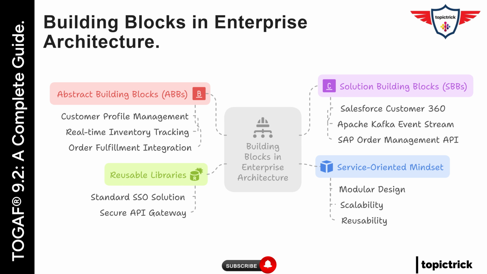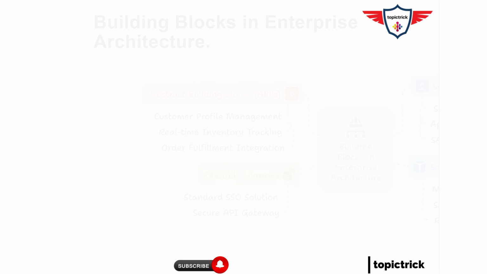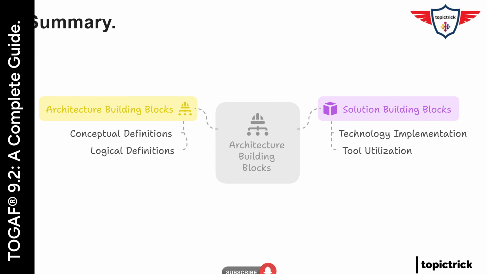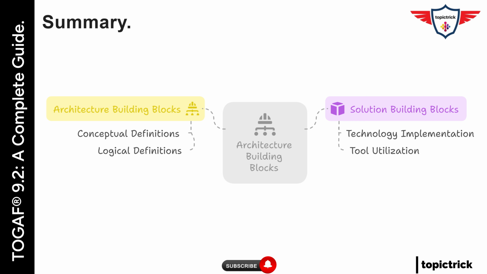So, to sum up what we've covered today, architecture building blocks define what needs to be delivered, usually in conceptual or logical terms. Solution building blocks define how those capabilities will be implemented, including specific technologies or tools. Both types of building blocks are essential in building scalable, repeatable, and flexible enterprise architectures.